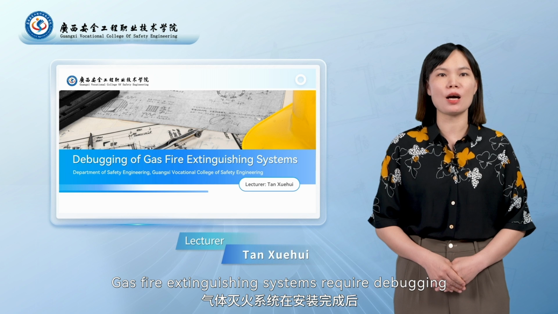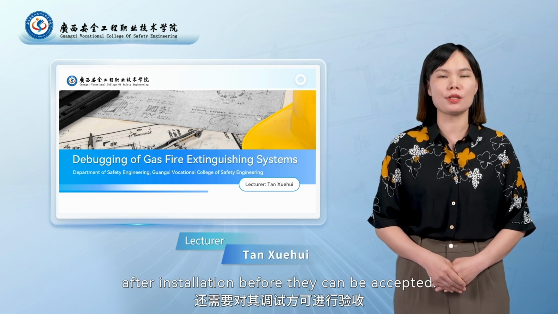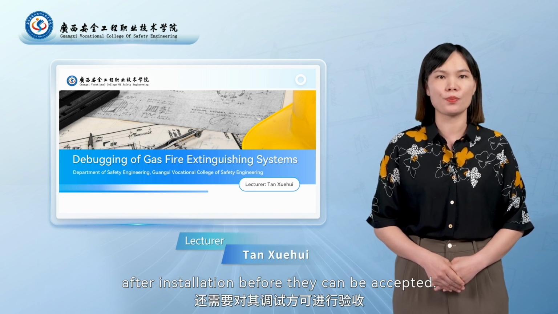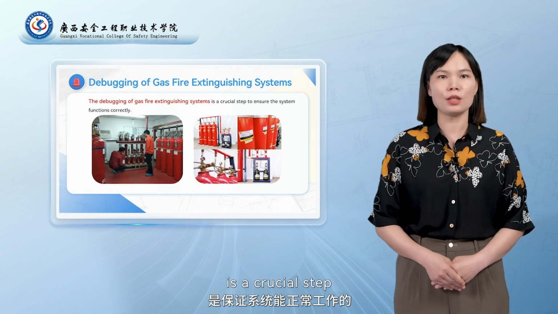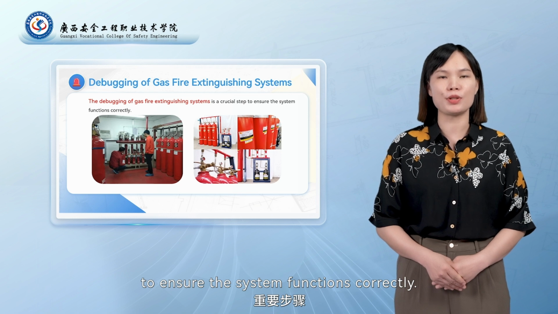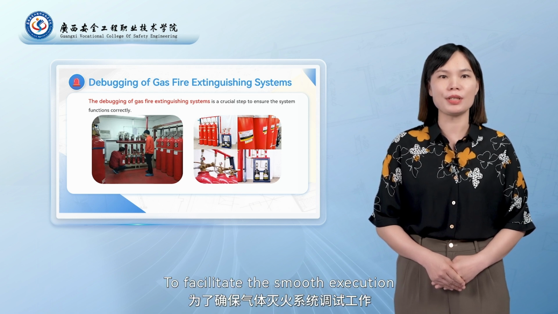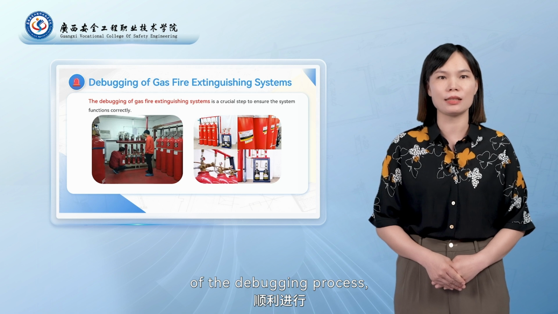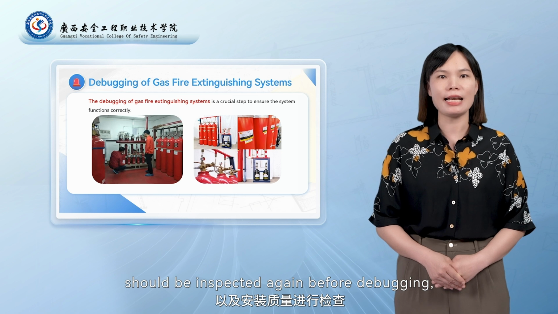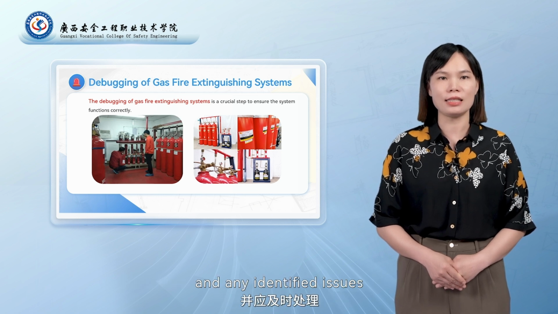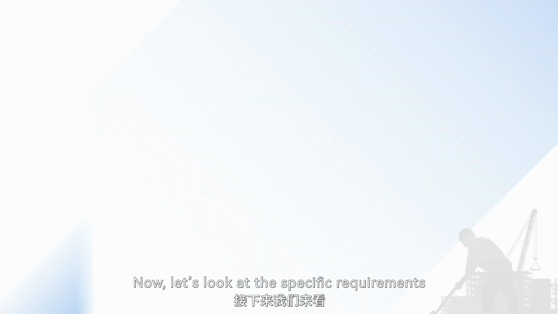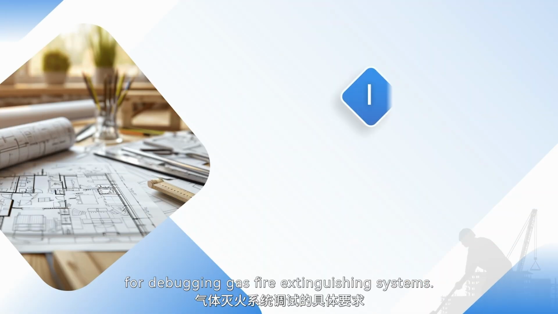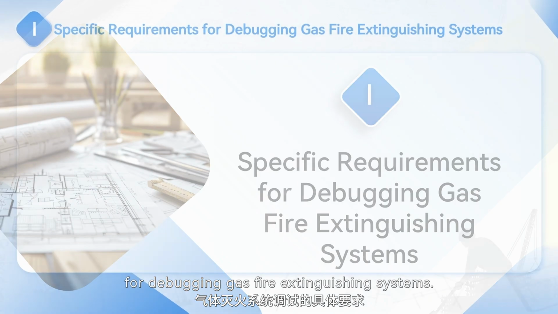Gas fire extinguishing systems require debugging after installation before they can be accepted. The debugging of gas fire extinguishing systems is a crucial step to ensure the system functions correctly. To facilitate the smooth execution of the debugging process, system components, materials, and installation quality should be inspected again before debugging, and any identified issues should be addressed promptly.